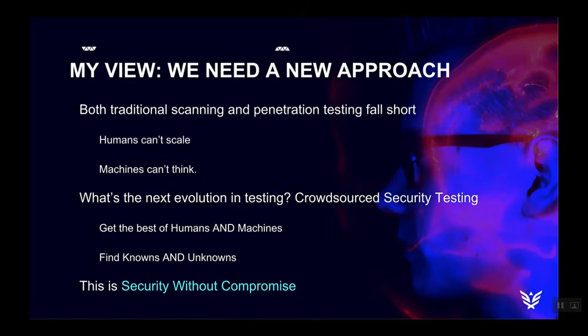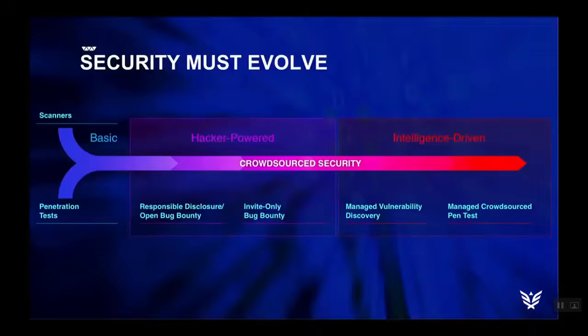Well, the new approach is crowdsourced security testing, right? Get the best of humans, the experts in their field, and leverage the best in AI and machine intelligence to basically help find the knowns and the unknowns within the environment. So security must evolve, right? Independent scanning and independent pen testing has been the approach for the last, say, 15 years or so in the security marketplace. It's been evolving.